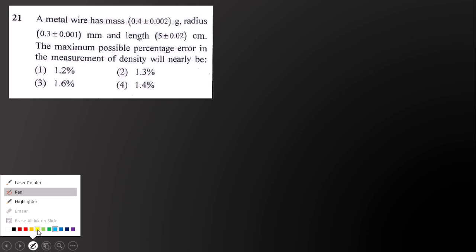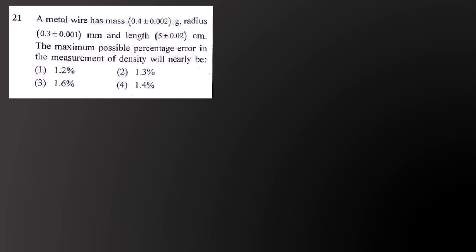This question belongs to the topic of error. According to this question, it is mentioned that there is a wire. The mass of the wire is given to be this one, the radius of the wire is given to be this one, and the length of the wire is this one. And we are supposed to calculate the maximum possible error in the measurement of density.